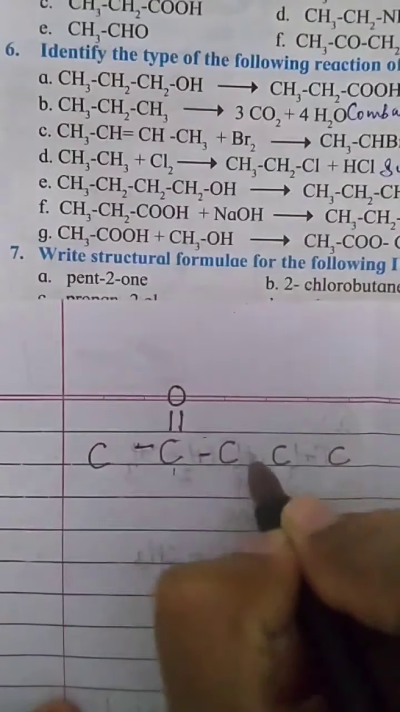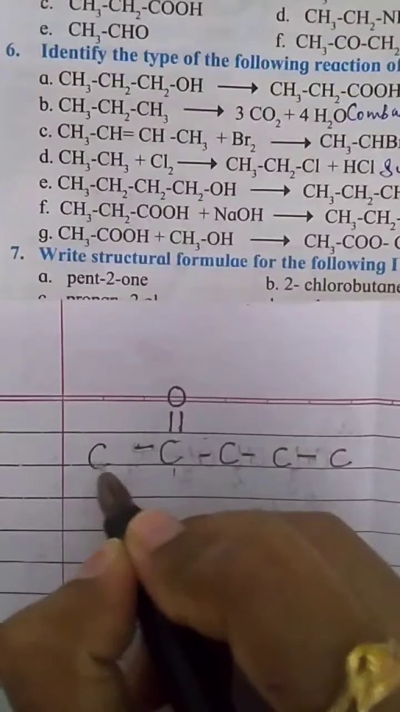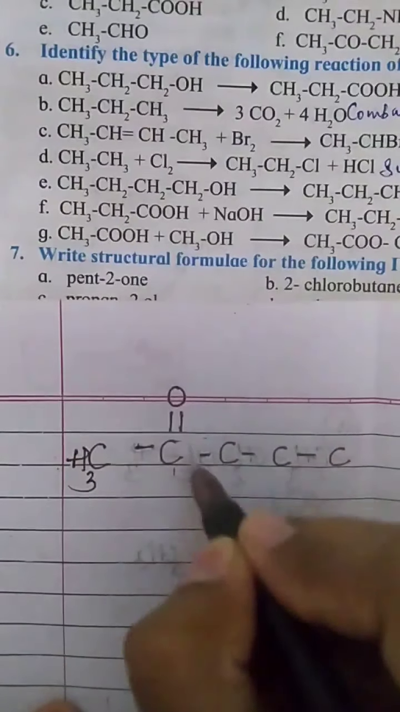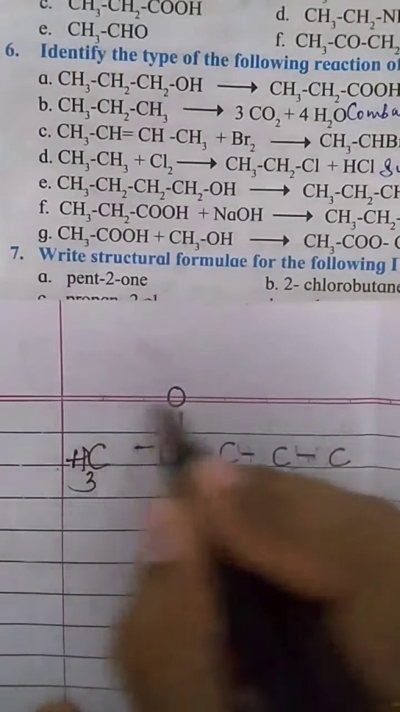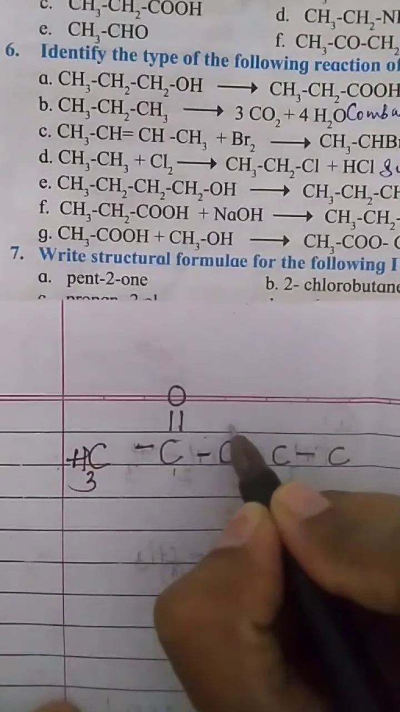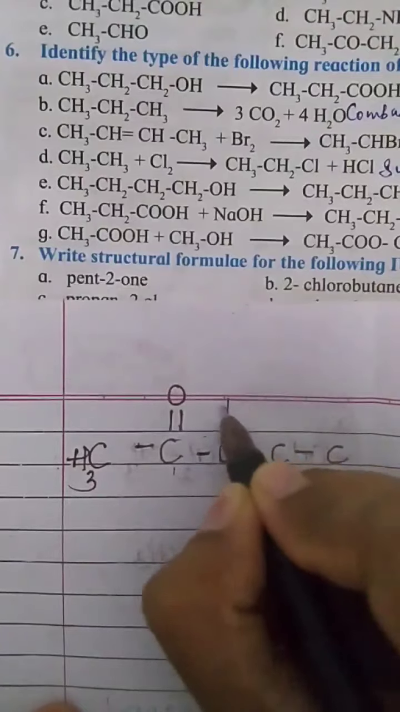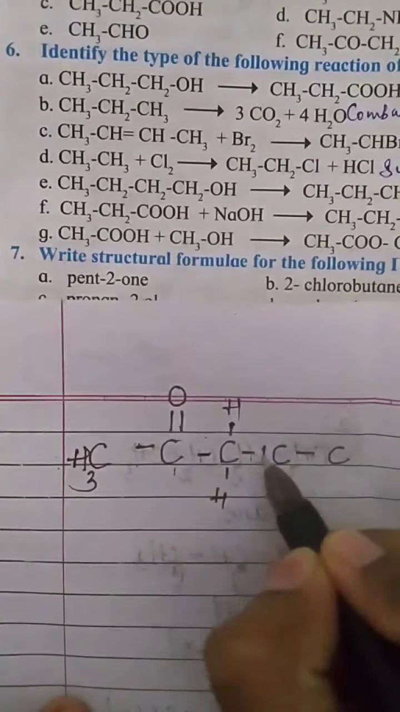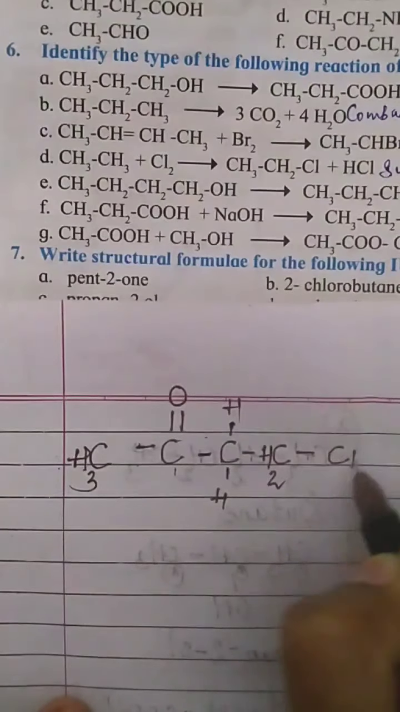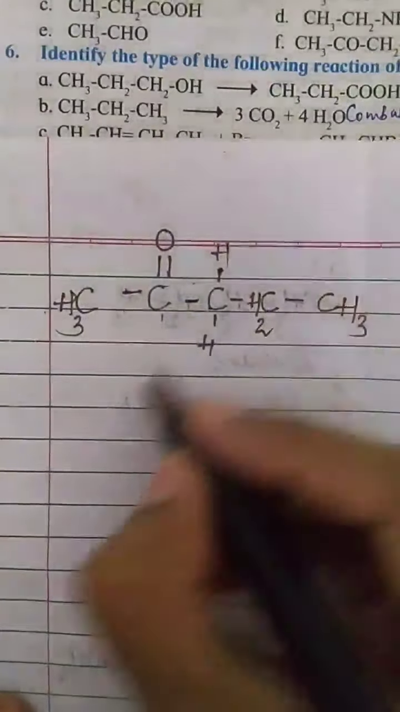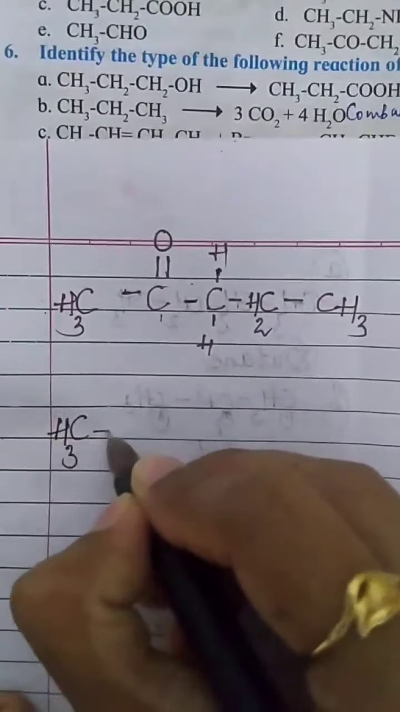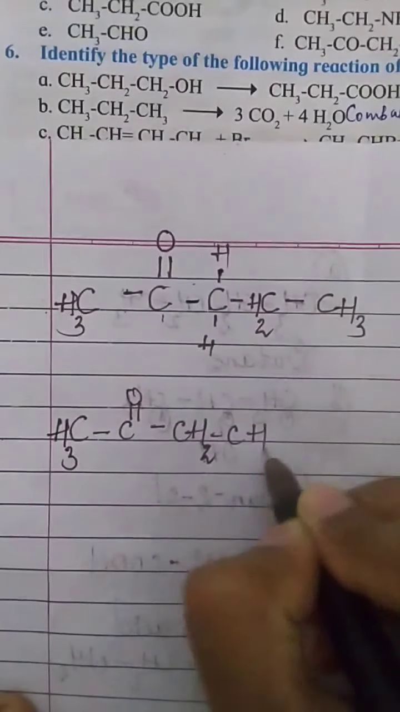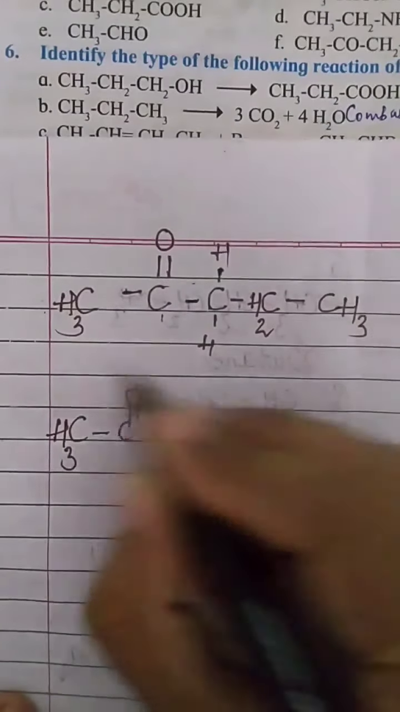Now satisfy the valency of all the carbons. Starting from here, 1 done, 3 more. For this carbon, 1, 2, 3, 4, already satisfied. Now for this carbon, 1, 2, so CH2. Either you can write it this way or directly write H2. For this carbon, 1, 2, again a CH2. For this carbon, 1 and 3 more. So you can write it neatly as CH3, C double bond O, CH2, CH2, CH3. Neatly I wrote it.